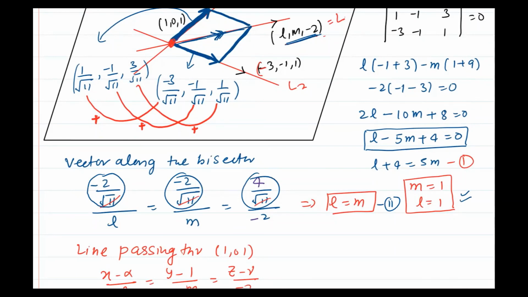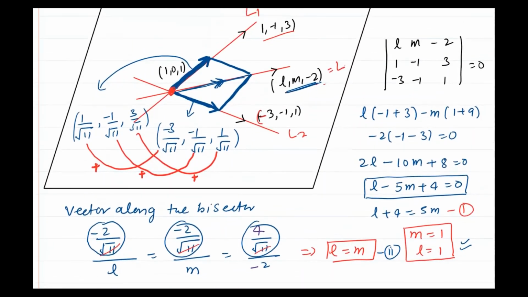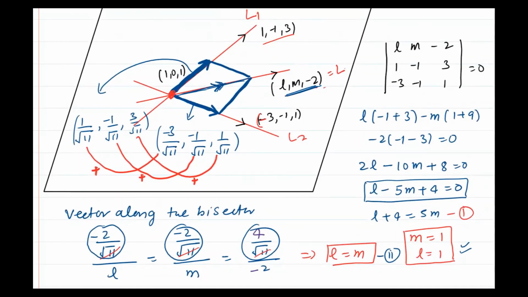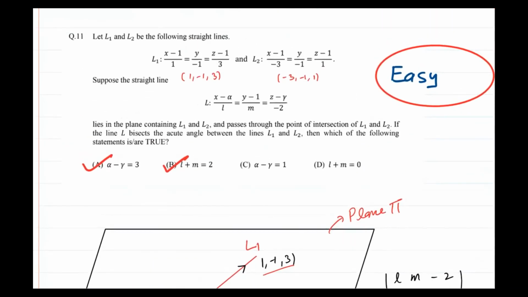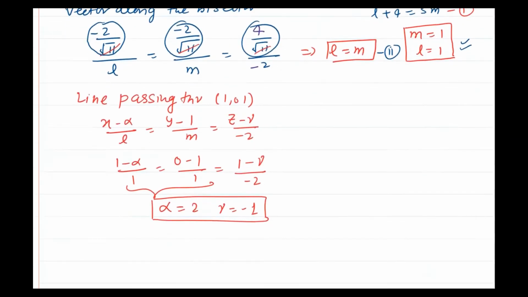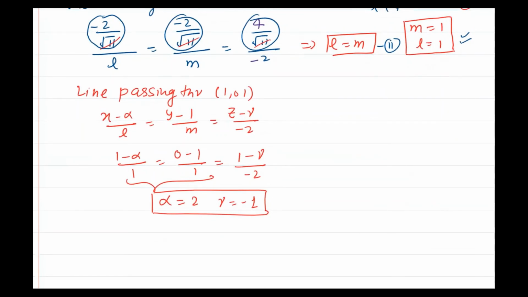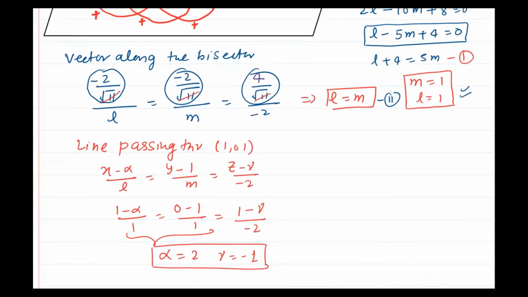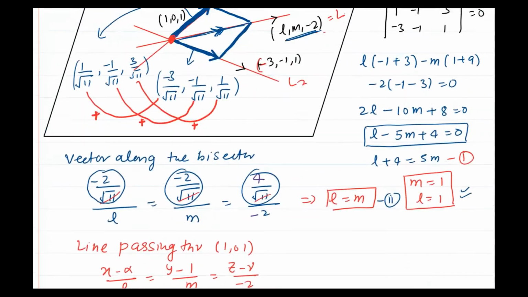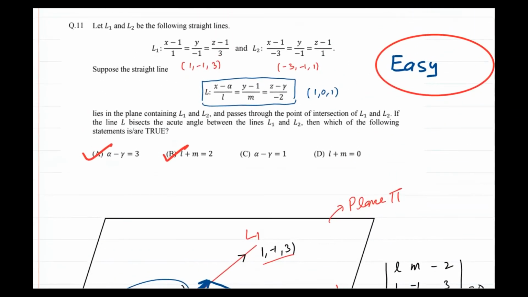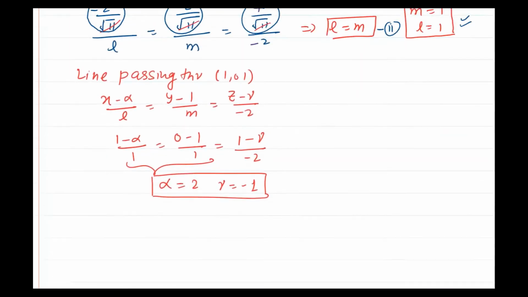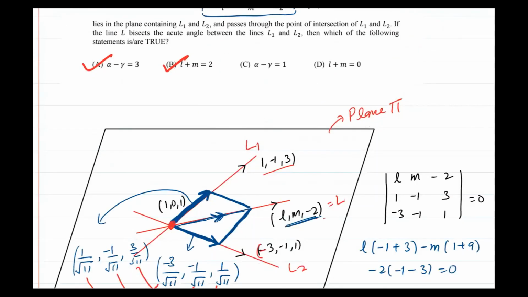Then we got the coordinates of L as l, m and minus 2. This is the line L, and it passes through the point of intersection of these two lines, and the point of intersection will be 1, 0 and 1. It will satisfy, so we get the relation between alpha and gamma. So the options are alpha equal to 2, gamma equal to minus 1, l equal to 1 and m equal to 1. So options A and B are correct, right? Perfect.